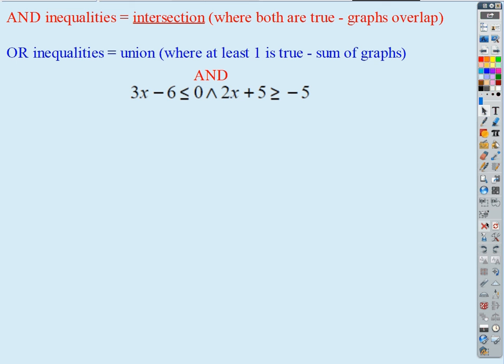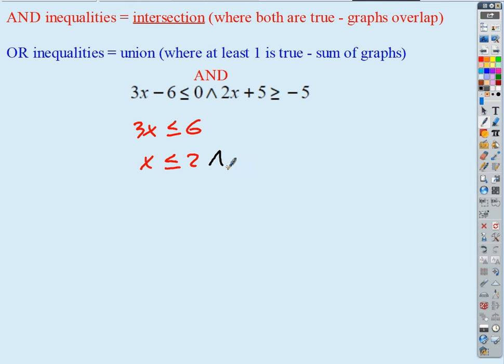So let's look at an example like one we've talked about previously here. Another really easy one to solve. Let's take this and compound inequality. Let's take the left one. What do I do first? Add 6. Add 6. 3x is less than or equal to 6. Divide by 3. So x is less than or equal to 2.